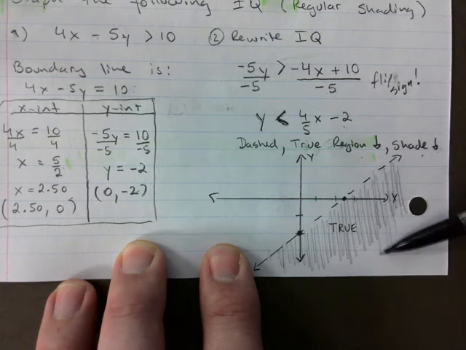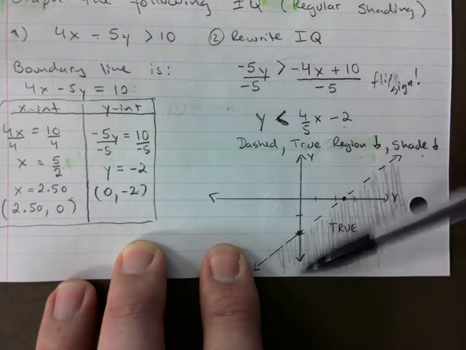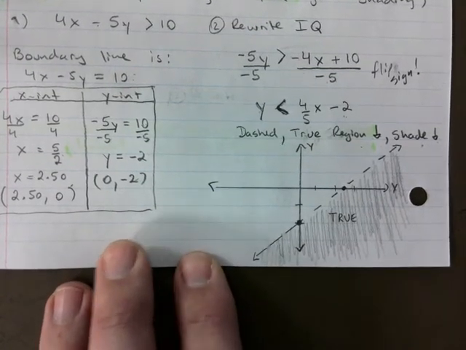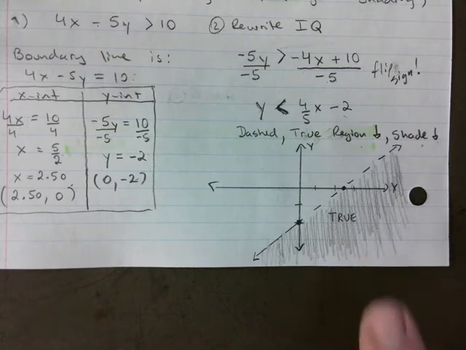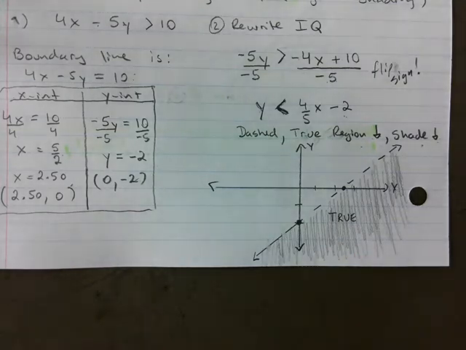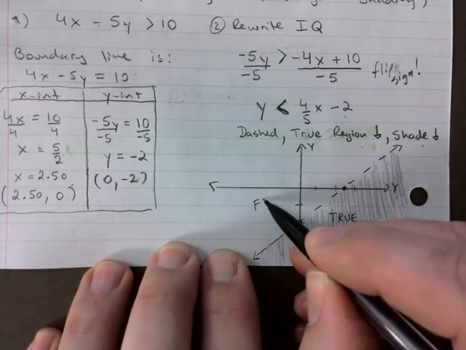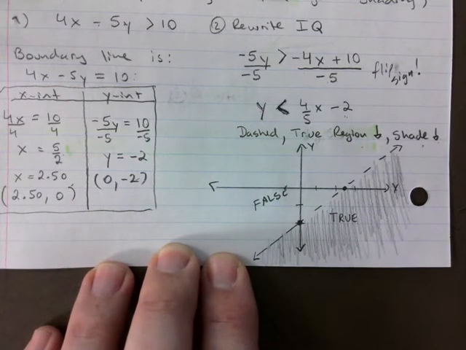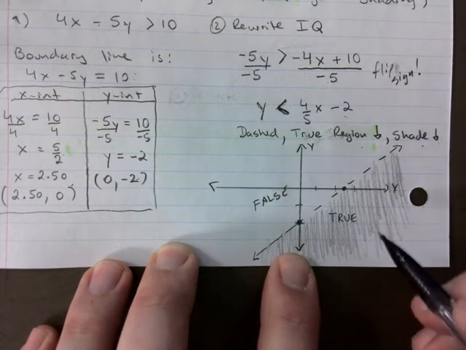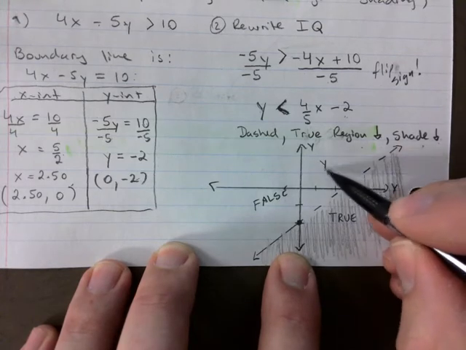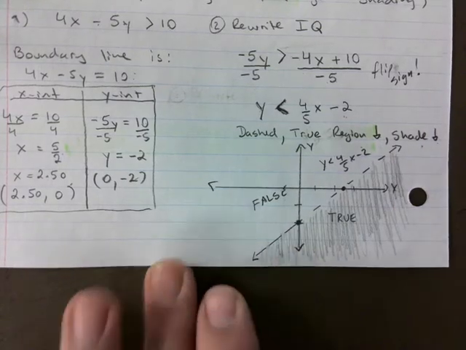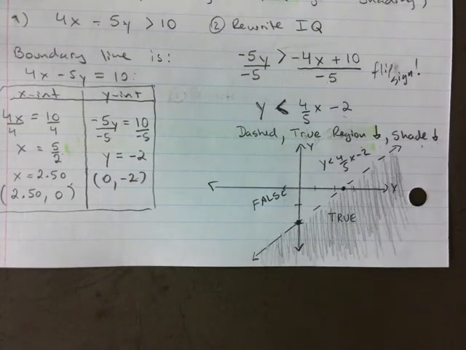As long as you tell me where the true region is, that is what matters to me. That is ultimately what we're after. Do you know where the true region is? By default, what is above the line? It's all false. But that one I'm not so keen on. You don't have to label the false. Just make sure the true region is there. And last but not least, label your inequality. And you have yourselves an inequality graph.